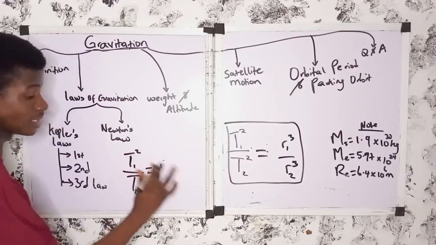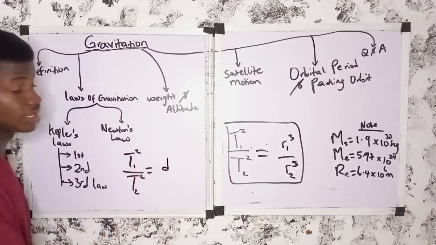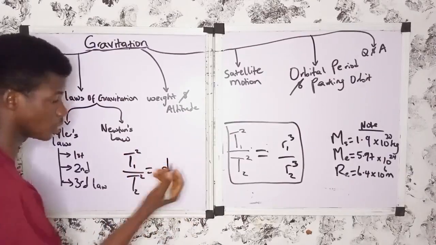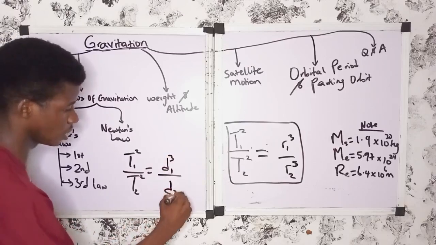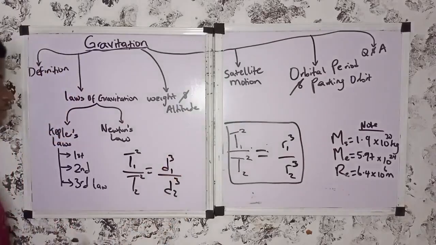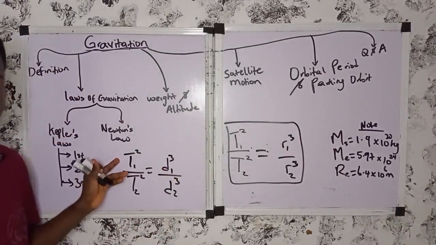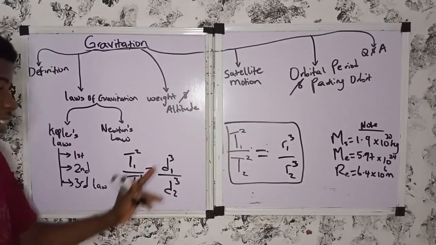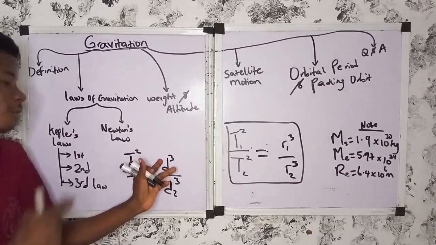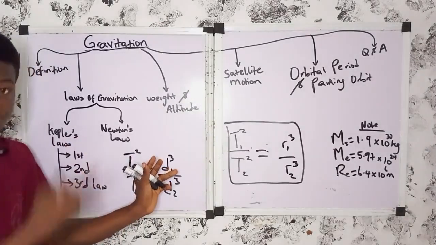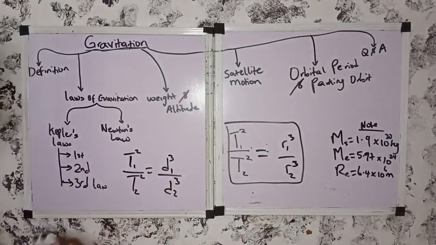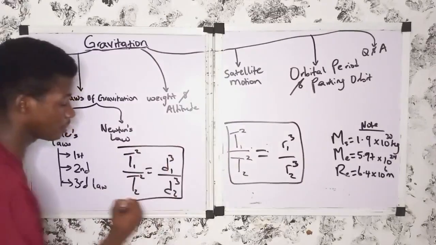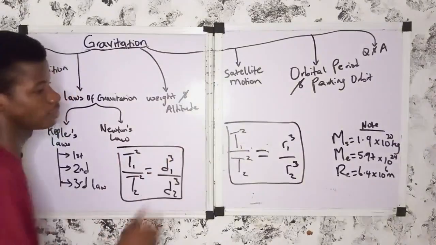This R we can turn to D, it's the same thing. D stands for distance, so let me just use D. This period T1 is for the first planet, T2 is for the second planet. This distance is for the first planet, then this distance is for the second planet. This is Kepler's third law. Please take note of this.